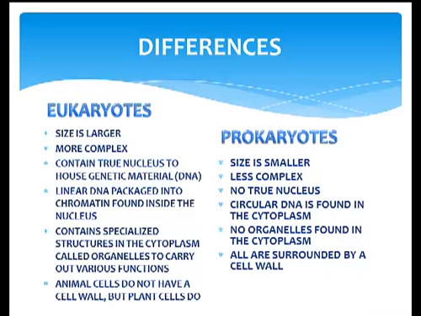In prokaryotes, the cell size is smaller, less complex, with no true nucleus. Circular DNA is found in the cytoplasm, no organelles are found in the cytoplasm, and all are surrounded by a cell wall.